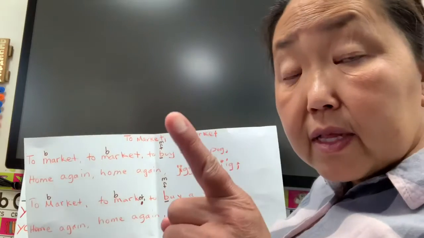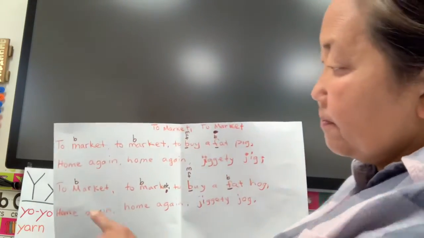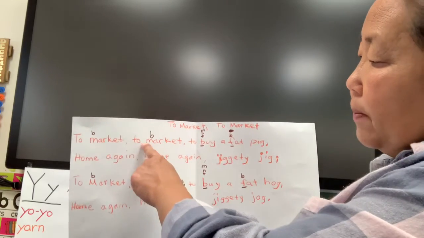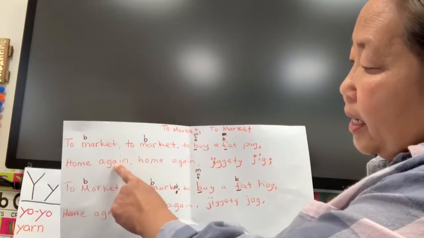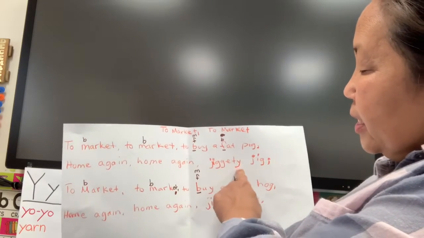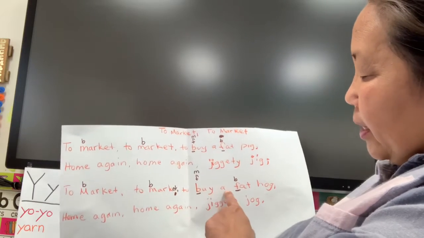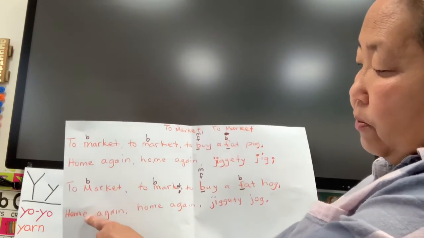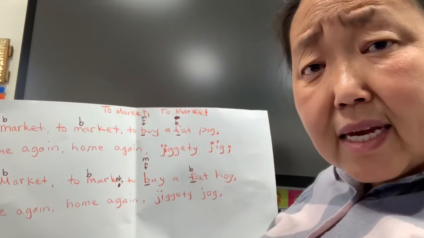And listen carefully so you can tell me if it makes sense or doesn't make sense, okay? To bark it, to moy a fat pig. Home again, jiggity jig. To bark it, to moy a fat hog. Home again, jiggity jog. Did that make sense?